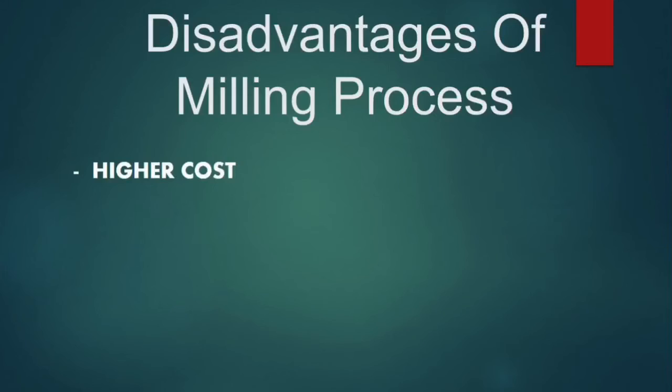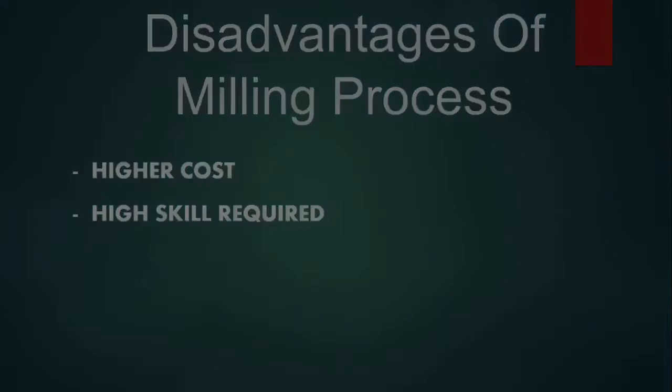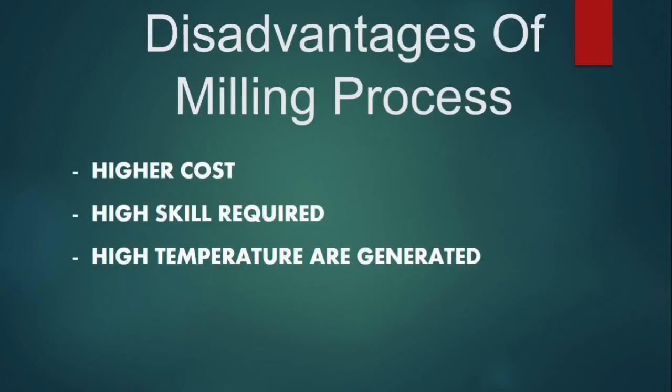Okay, next, high skill required. Higher skill is required to operate this machine. The worker needs proper training and should have an engineering or mathematics background to operate it. Okay, lastly, high temperature is generated. When high temperature is generated in milling, milling cannot be used on hot rolled steel or casting.